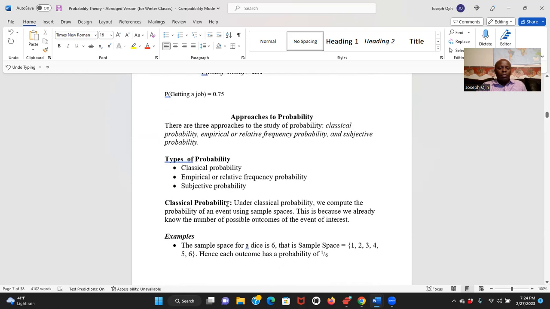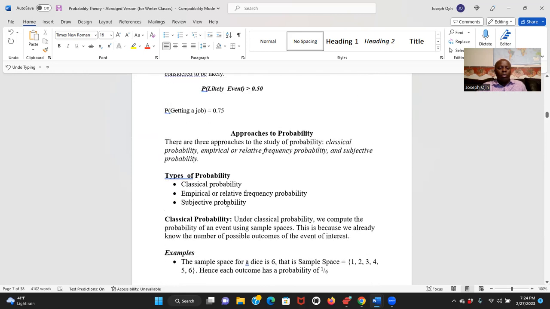Now, at this point, we are ready to go to the way we approach probability, what I call types of probability. But before then, does anybody have a question so far?